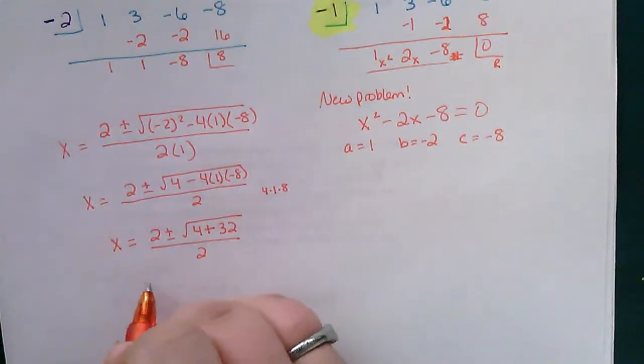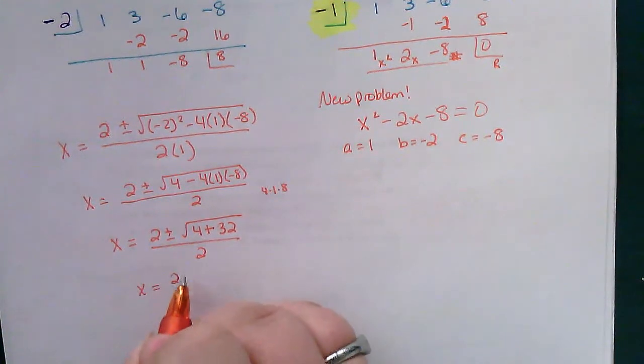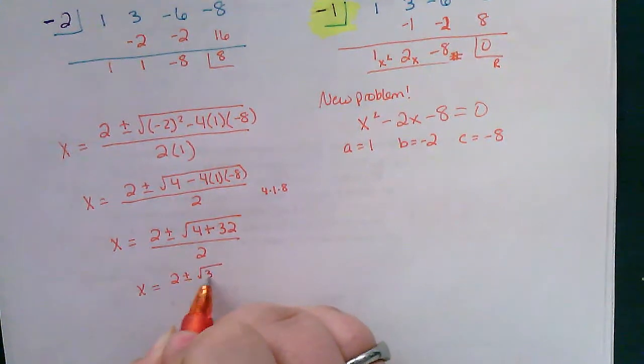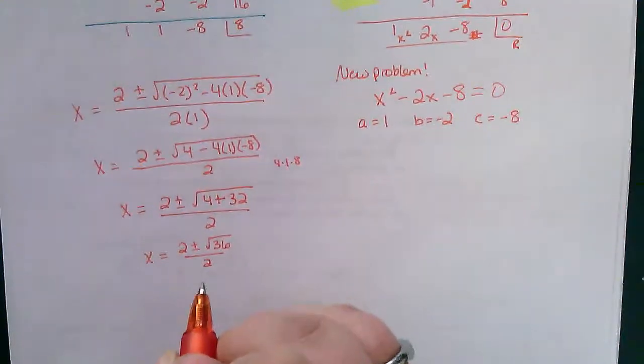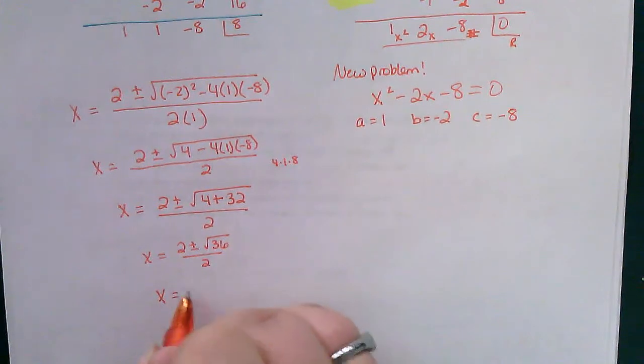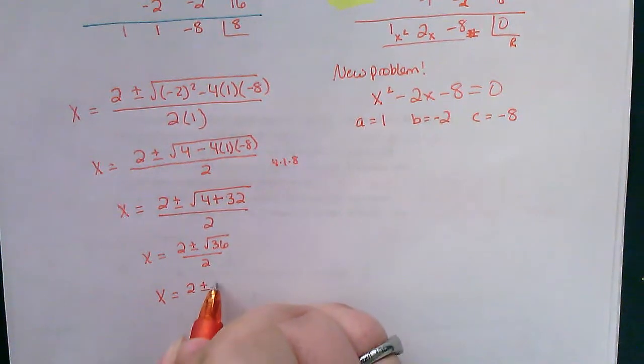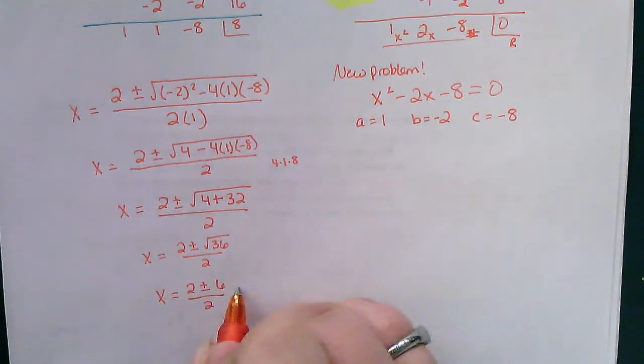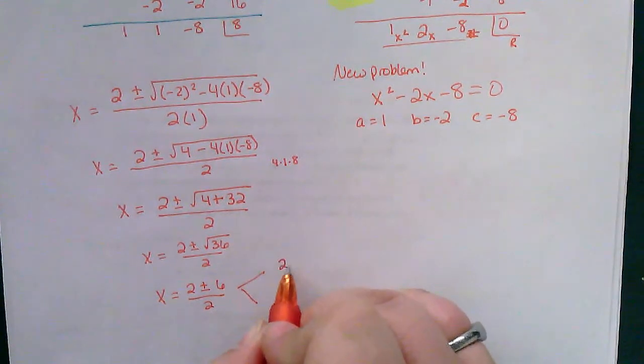Okay, 4 plus 32 is 36. So I have 2 plus or minus the square root of 36 over 2. 36 nicely is a perfect square. So we can take the square root of that and get 6. And then look again, we have this ready to split.